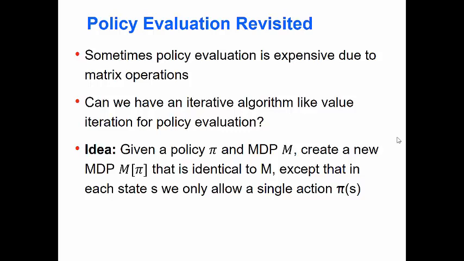What we said last time was that I'm going to give you a policy and an MDP, and I want you to give me the value function. And we saw you could use matrix algebra to solve for that. But here, what we're going to do is run value iteration on a different MDP. It turns out that it's going to be pretty straightforward. This different MDP is based on pi, and it's different only in the sense that we're removing all actions that pi does not take.